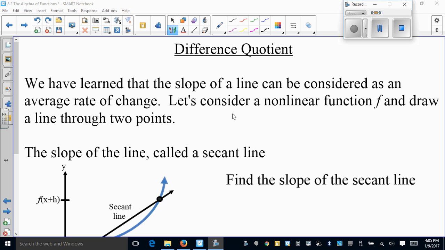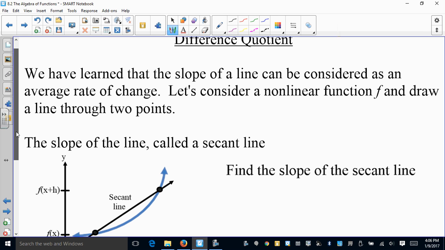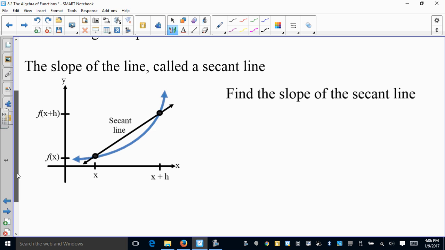...is a difference quotient. We have learned that the slope of the line can be considered as an average rate of change. Let's consider a nonlinear function f and draw a line through 2 points. The slope of the line, called the secant line. Find the slope of the secant line. So on this, the slope of the secant line is also known as the difference quotient.